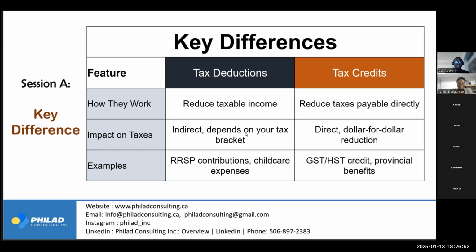So the impact on tax indirectly depends on your tax bracket, which is very important. Canada operates a progressive tax system, which means the higher your income, the higher the tax you pay. So it depends on the bracket you fall into. For example, someone earning $100,000 and another person earning $130,000. The $100,000 earner will be in a lower bracket than the one with $130,000. And the tax credit is a direct dollar for dollar reduction. And we have examples of tax deductions and tax credits that we've really dealt with.